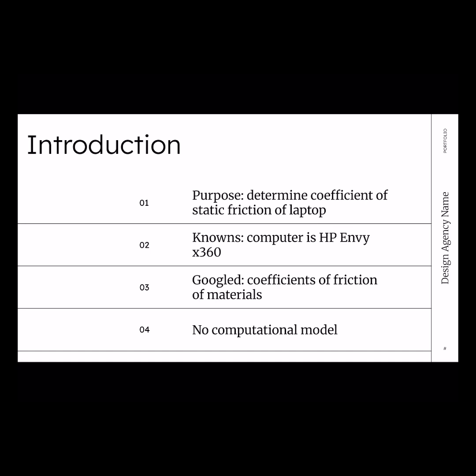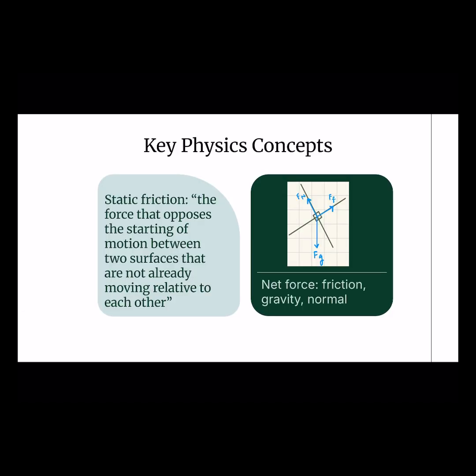So this is lab 5 for physics 2211, and my purpose is to determine the coefficient of static friction of my laptop, and my laptop is an HP Envy X360. So I googled what it's made out of, which is aluminum and plastic, and the coefficients of friction of those, which is aluminum is about 0.6, and plastic can range from 0.2 to 0.6. And then there's no computational model because this is just friction, and I'm not changing the objects or the incline. This is only to determine the static friction.